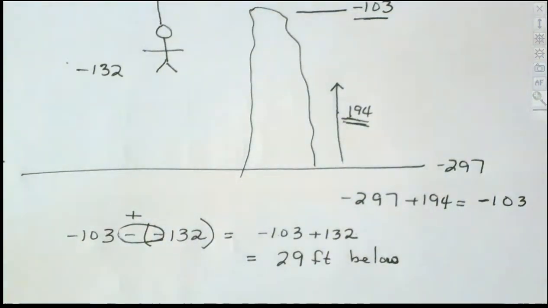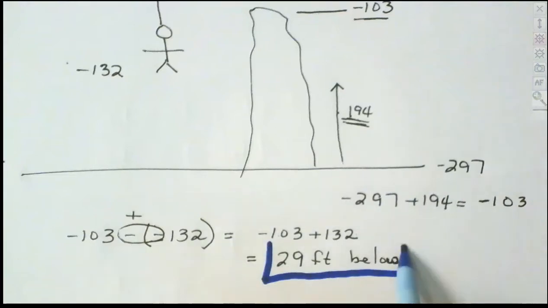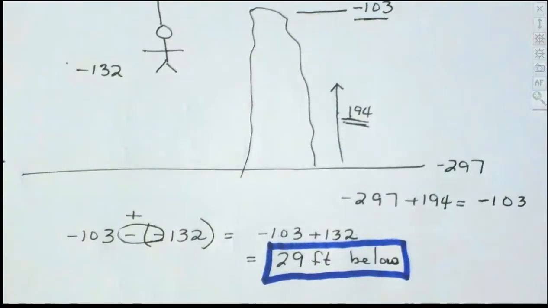And I would have taken a negative 29 feet as well. Either way, you just want to see what the difference between them is. So I would have also taken a negative 29 feet. I just chose to keep it positive and just label it as below. So that diver is 29 feet below the rock formation.